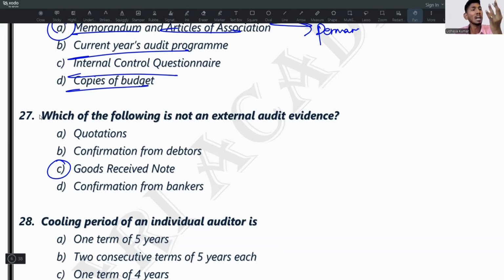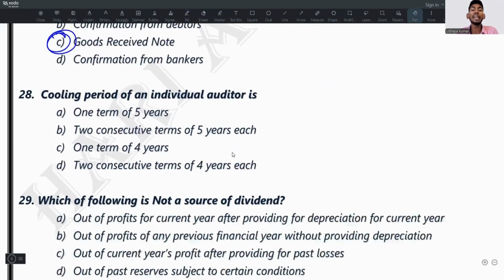Whereas quotations, confirmation from debtors, and confirmation from bankers are all forms of external audit evidence because they come from sources outside the company, providing objective and reliable information for the auditor. Here he has asked for what is not an external audit evidence, whereas GRN is an internal audit evidence. So the right answer is GRN. Clear? Moving to the next question, the cooling period of an individual auditor is an easy question. If it is asked as 2 months, you will be like, it's a wonderful opportunity, right?